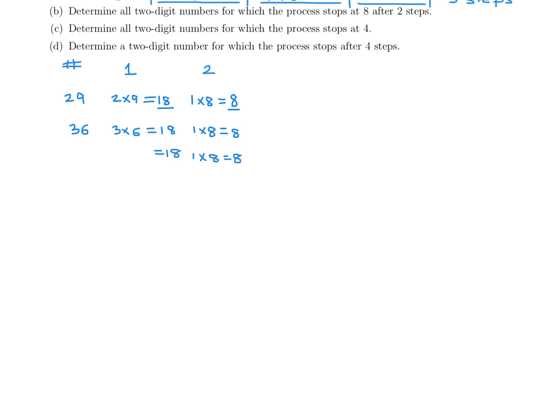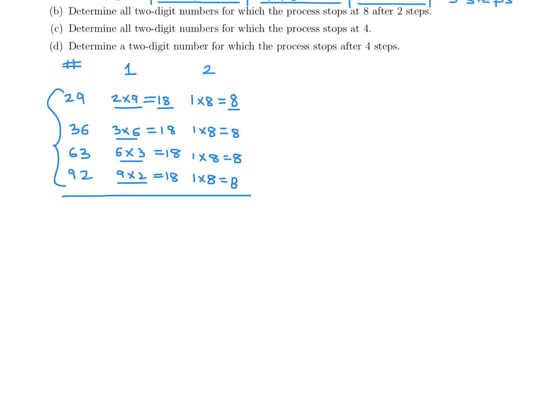Another way of getting 18 is 6 times 3, because even though that's similar or the same, the digits are reversed, so this becomes 63. And then another way of getting 18 is 9 times 2, which is the same as this but with the digits reversed. So that means this is 92. Okay, so I got these 4: 29, 36, 63, 92. Now let's move on.